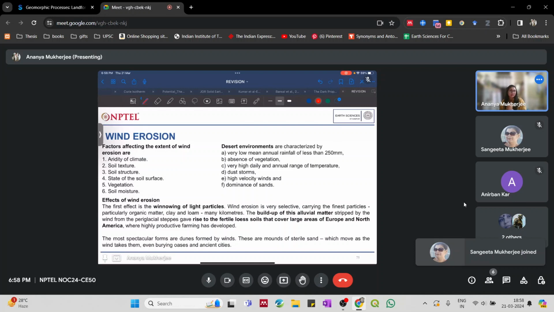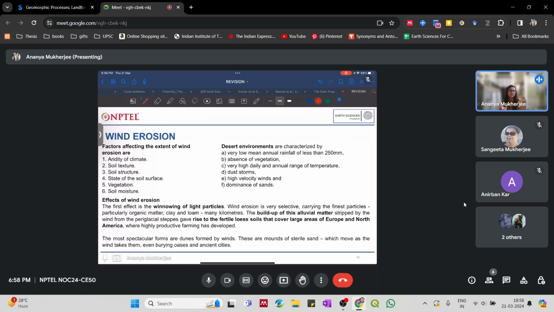Okay, so for wind erosion, for the existence of desert environments, there are a few factors that have to be present. Mostly because of wind erosion, all the finer fertile material present on the top part of the earth's surface is blown away by the wind, and it gets deposited at some other area, and what you are left with is a very rocky, barren kind of landscape. Okay, so this is one of the effects of wind erosion itself.